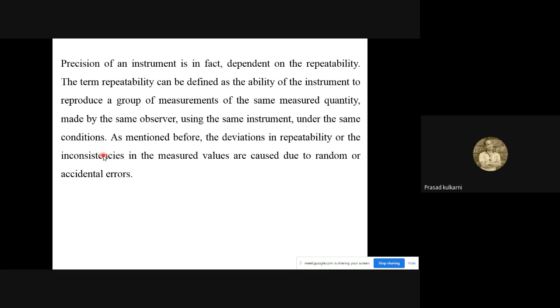So it is bound that you must take all the readings in the same condition with a calibrated instrument, and the observer must be the same. So be careful while taking the readings in experimentation. As mentioned before, the deviation in repeatability or the inconsistency in the measured value is caused by random or accidental errors that I told you.